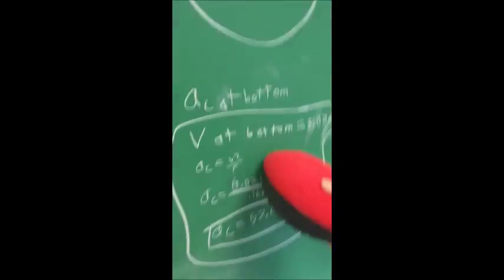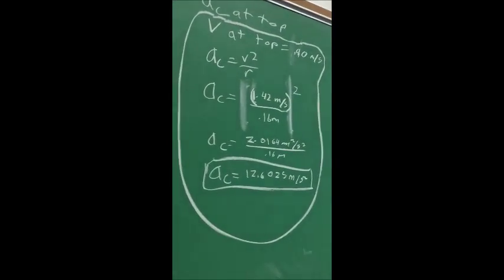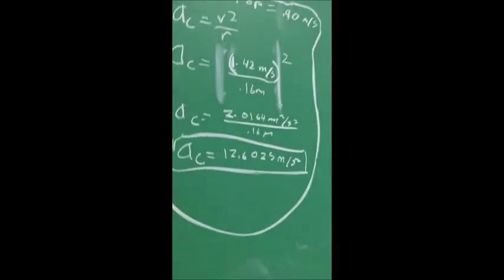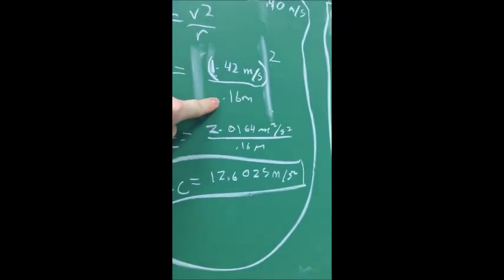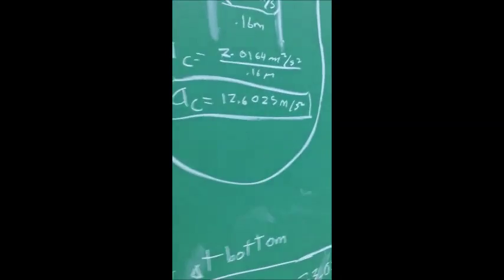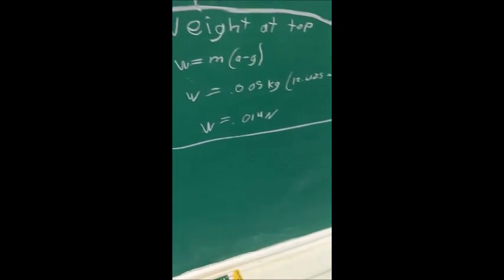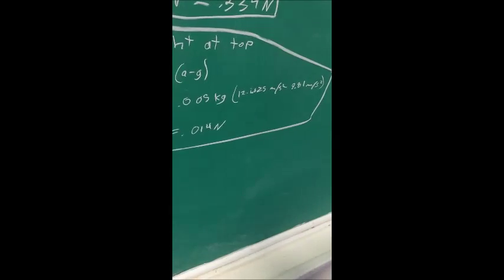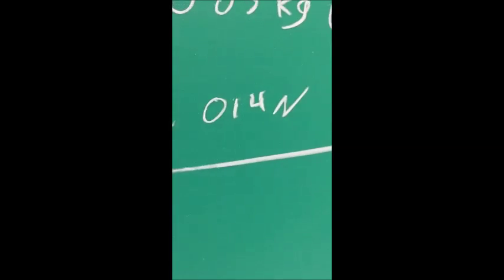The centripetal acceleration at the top is v squared over r, and the velocity at the top was 1.42 meters per second, which is squared and then divided by the radius, 0.16 meters, and the acceleration equals 12.6 meters per second squared. That's the acceleration that we plugged in. We plugged 12.6025 into the a and subtracted the acceleration due to gravity, 9.81 meters per second squared, and we got a weight of 0.014 newtons, which is almost weightless.